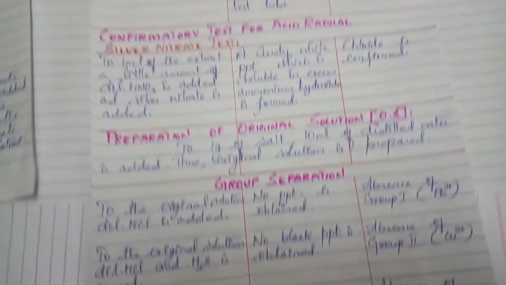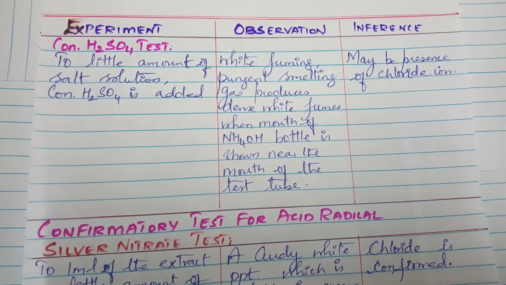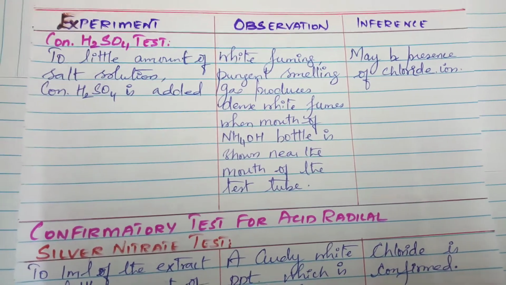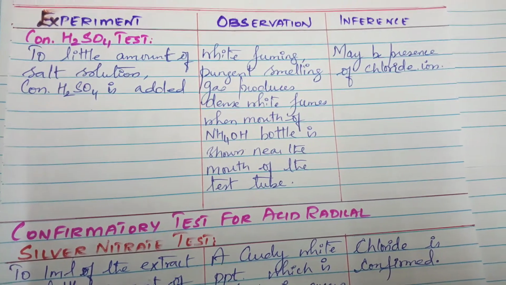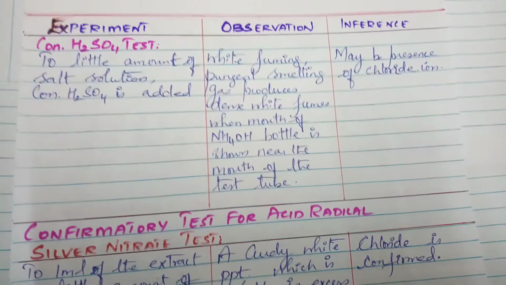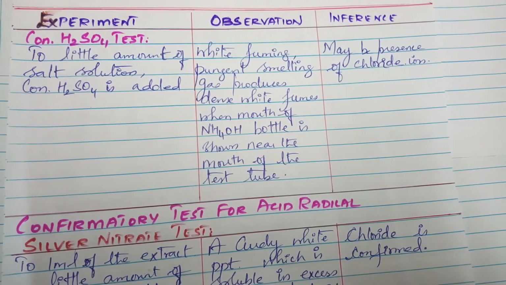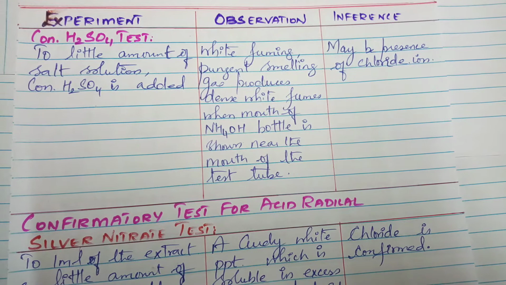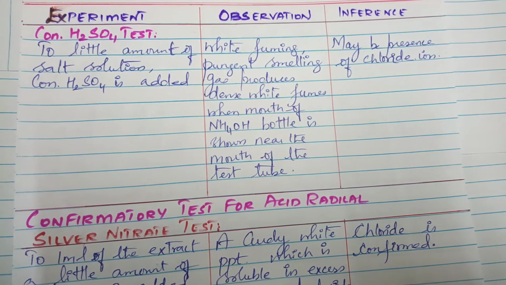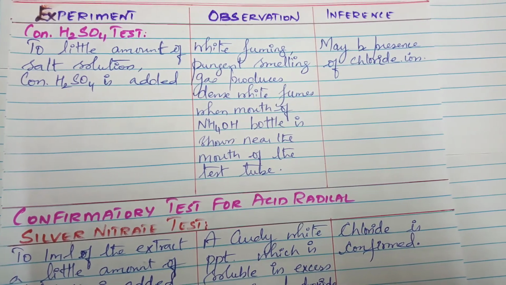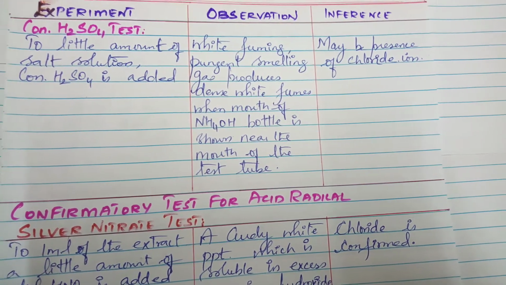As we move on to the next test, you can observe here, since my salt is chloride, straight away I'll be going for the concentrated sulfuric acid test. To a little amount of salt, concentrated sulfuric acid is added. You should be very careful when you add concentrated sulfuric acid. As and when you add it, you can observe white fumes with pungent smelling gas, which releases dense white fumes when you keep the mouth of the ammonium hydroxide bottle near the test tube. This gives you an idea about the presence of chloride radical in your salt.